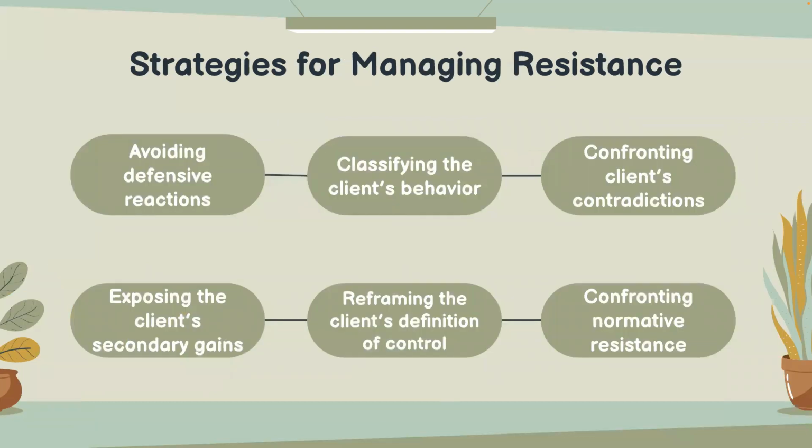How do you manage this? What do we do when we get a client that is resistant? Right here, I'm going to talk about 6 strategies to manage resistance: avoiding defensive reactions, classifying the client's behavior, confronting client's contradiction, exposing the client's secondary gain, reframing the client's definition of control, confronting normative resistance. So number 1, avoiding defensive reaction.